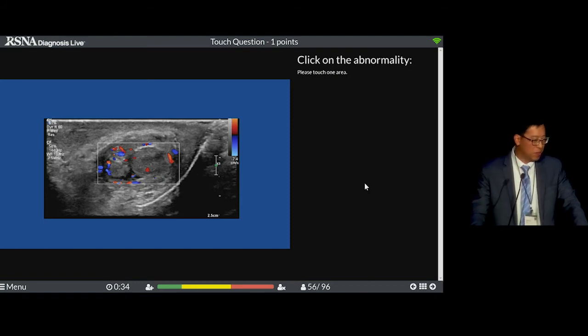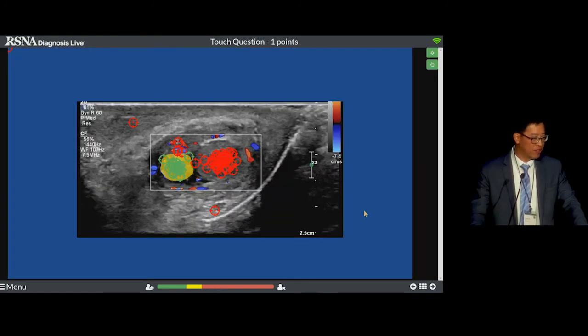Good. This is another mixed response question, so some room to learn. Okay, so let me click on. All right, good. Most of the people were between the two abnormalities. So that's very good. So with that information, let's go on to the next diagnosis slide.